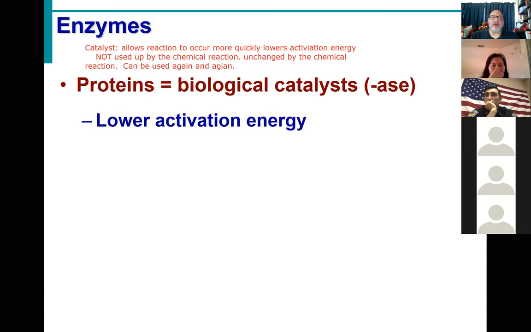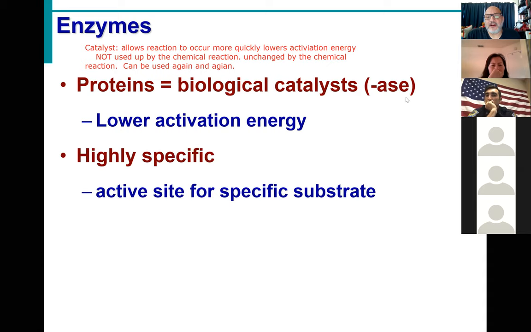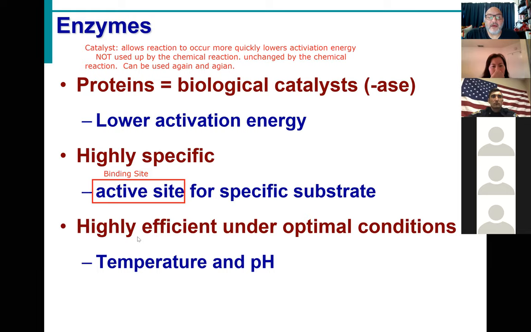In fact, some enzymes are able to facilitate as much as 2,000 chemical reactions in a second. They can be massively active. Now, the other cool thing about enzymes, as we talked about, is they are highly specific. They are highly specific because they have what we call an active site, or what we could also refer to as a binding site. Both of those are acceptable terms, and they are unique to whatever molecule the enzyme is specific for. So like we said, lactase just has a binding site for lactose, where it facilitates that chemical reaction. Again, they're highly efficient, but only under optimal conditions. Remember, temperature and pH can change how efficient these things are going to be.